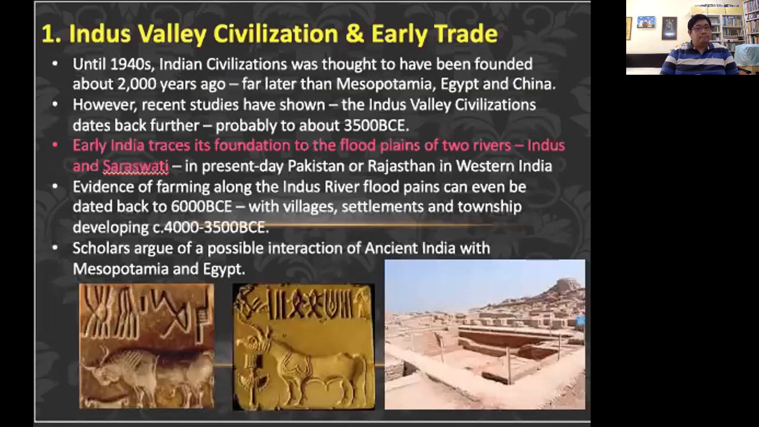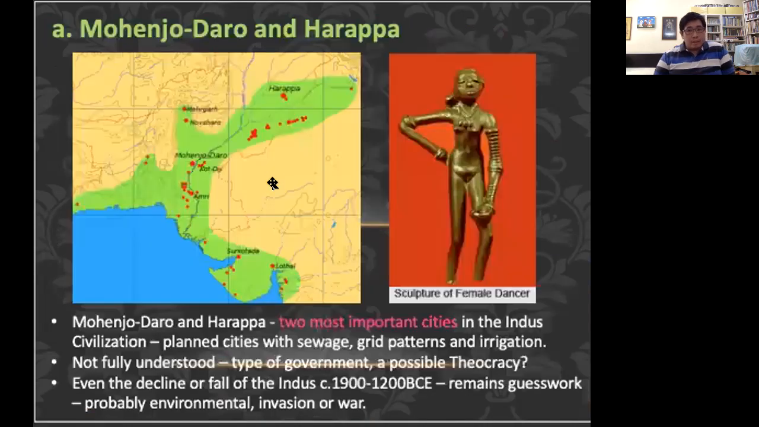Now we know about this because of the archaeological discoveries. What did they find? Just now you saw that in the movie, right? The seals. Okay, S-E-A-L, seals, that were found in Mohenjo-daro and Harappa. Can you see Mohenjo-daro is here? Harappa is here. They are very far apart.